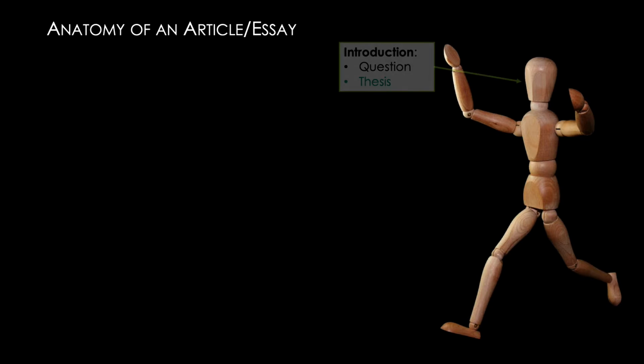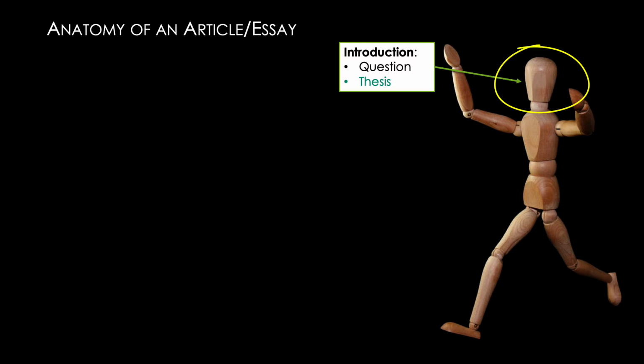So there are four main parts of an article or essay. The first, what we might call the head, is the introduction. Nearly all articles and essays begin with some sort of introduction. And while introductions can vary in content and style, they tend to always accomplish two main things. First, introductions always set up the question of the article. And what I mean by the question is essentially the problem or the thing trying to be solved in the article. What is the article's purpose?